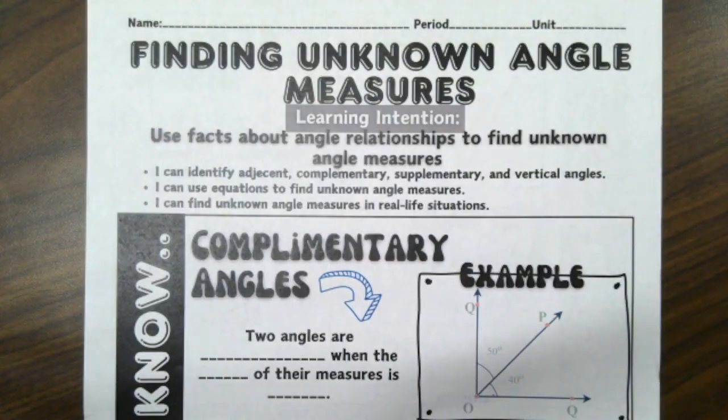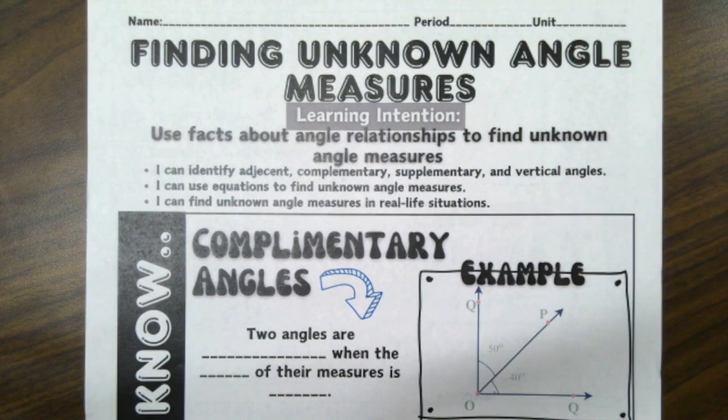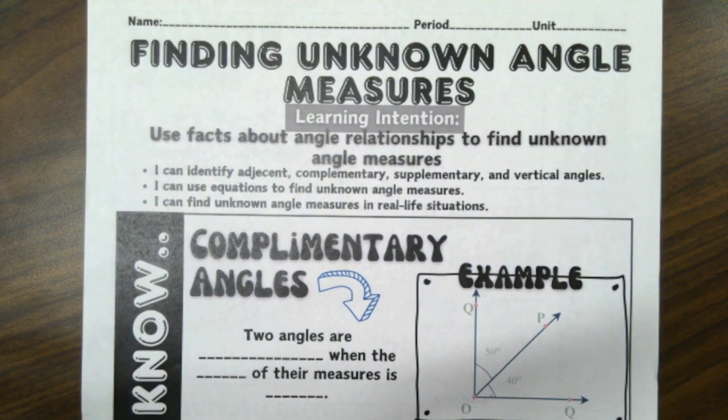All right, we are moving right along in Unit 9. This is 9.5, so go ahead and write that up here at the top. And this is finding unknown angle measures. So your learning intention is to use facts about angle relationships to find unknown angle measures.